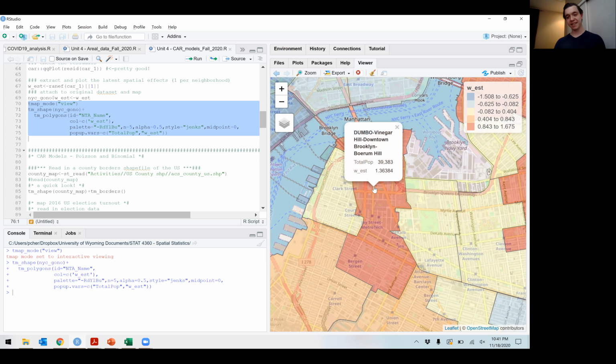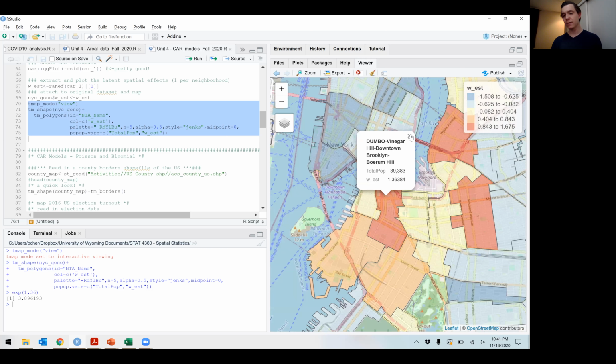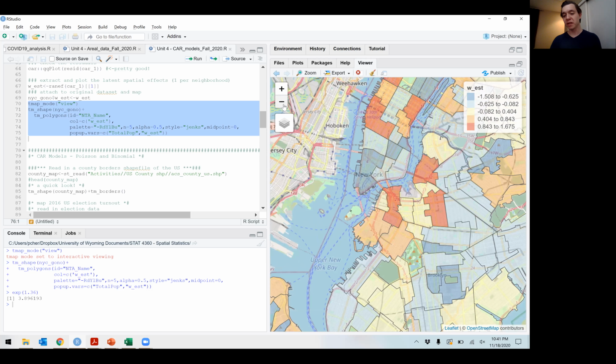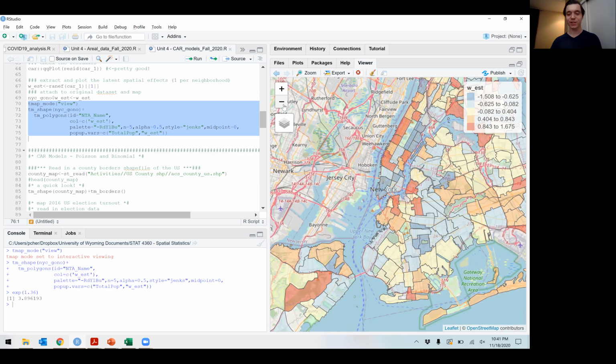But Dumbo has a latent effect estimate of 1.36. That's on the logarithmic scale. So it looks like the risk for gonorrhea is elevated there at a clip of 3.9 times. 3.9 times higher risk for gonorrhea in Dumbo. And that is kind of an area where there's a lot of restaurants, a lot of nightlife. So maybe to be gentle with myself, I will call my hypothesis partially supported, but maybe not as strong as one would hope.